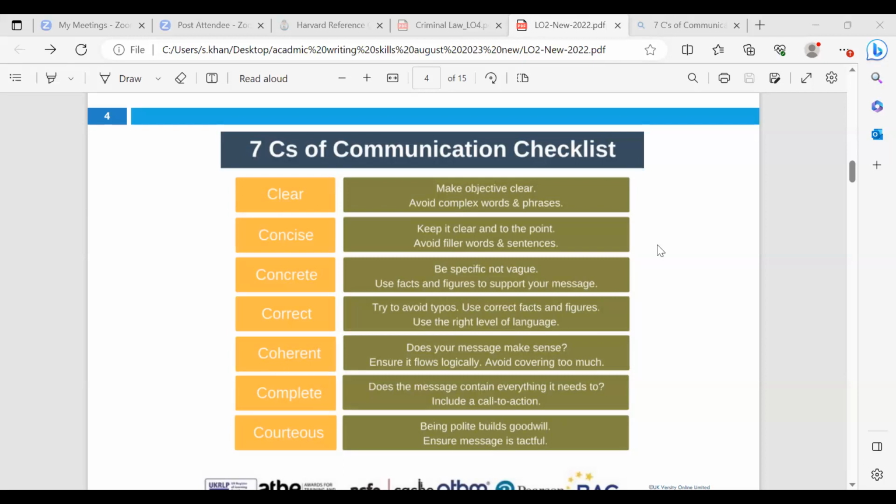That the reader understands you. Yes, the reader understands your point. So like it says in that table, it must make the objective clear and avoid complex words and phrases. Why do you think you should avoid complex words and phrases? If your phrases are complex, it becomes difficult for the reader to understand. Yeah, not everybody understands complex words. Okay, so the first one is clear.